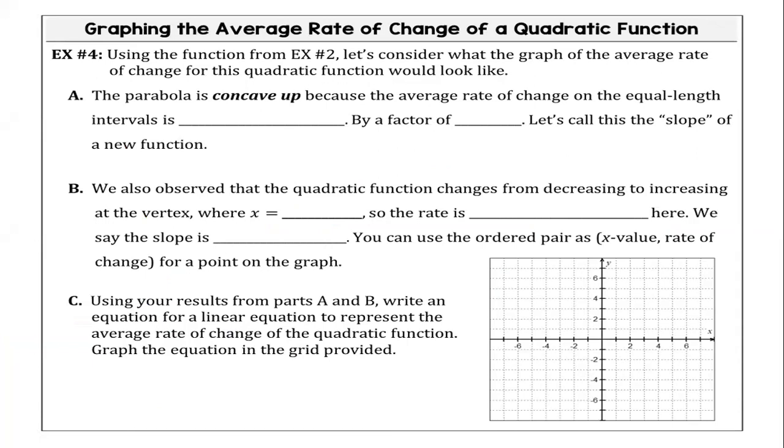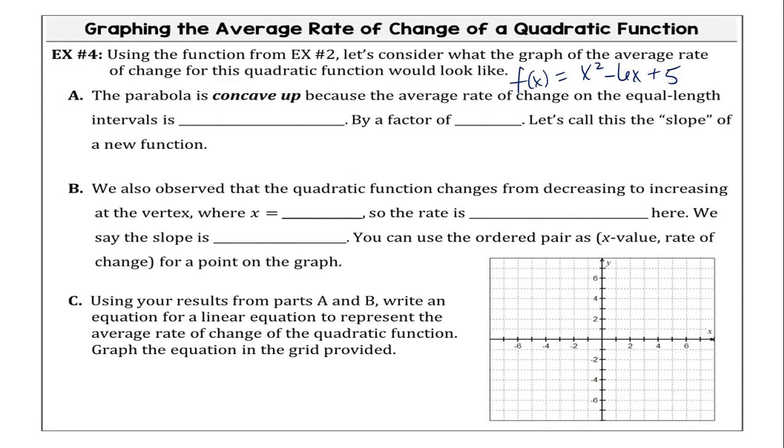So here, graphing the average rate of change across the quadratic function. We are going to use the function from example number 2, f of x equals, I'm going to write it really quick, x squared minus 6x plus 5. Do we see that from example number 2? And we're going to use it to help us analyze and talk about these parts.